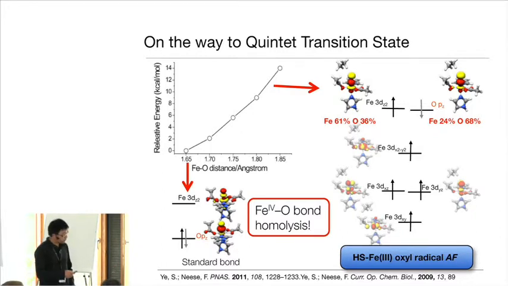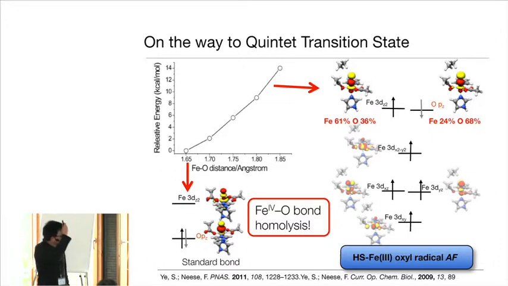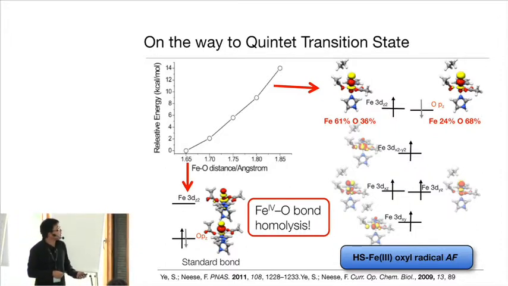nothing special. But once we elongate the Fe-O bond, we found that this bonding pair splits into a pair. One is oxygen-based, one is iron-based, and that is oxygen-based. This indicates Fe-O bond homolytic cleavage. This is actually related to the electronic structure of iron(IV), because this bond is extremely covalent, like the H-H bond in a dihydrogen molecule.